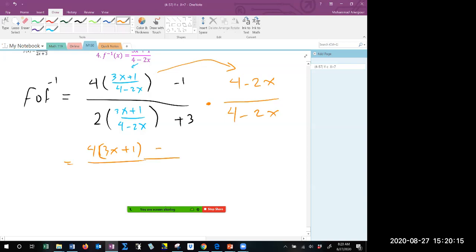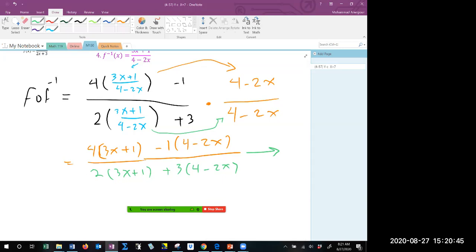And then minus 1 times 4 minus 2x. That is the numerator. The denominator, if you multiply this one by this one, 4 minus 2x goes away, you get 2 times 3x plus 1, and then plus 3 times 4 minus 2x. So now this is a simple case. I'm assuming everybody can finish that. I'm going to leave it for you to finish it.